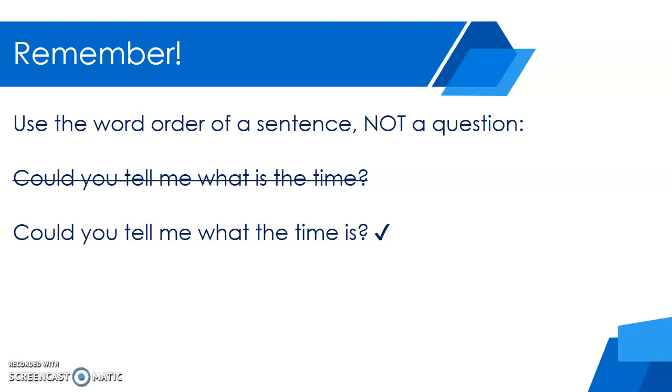And again, super important, use the word order of a sentence. Do not use the word order of a question. If you say, could you tell me what is the time? This is incorrect. Why? Because remember, subject first, verb after. Could you tell me what the time is? This is the correct word order.